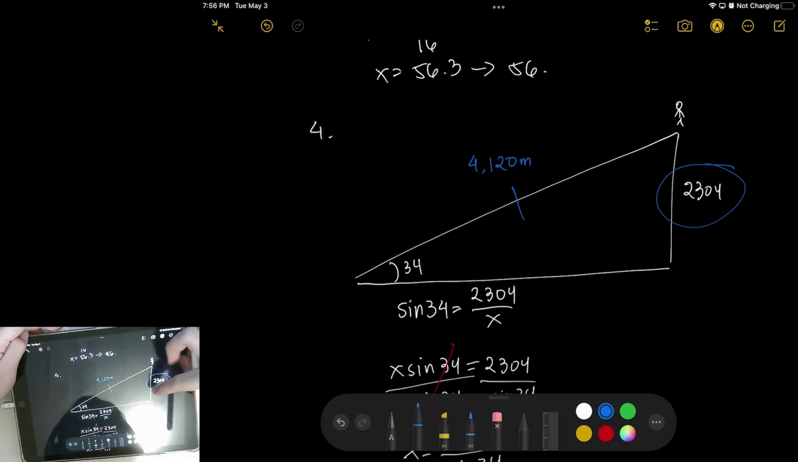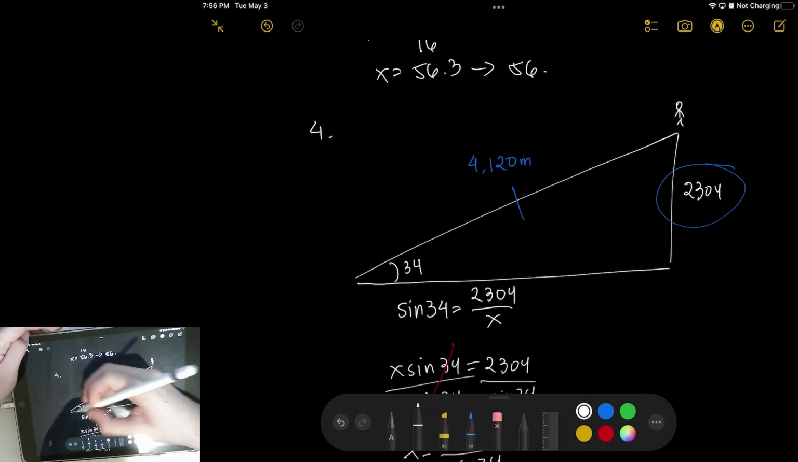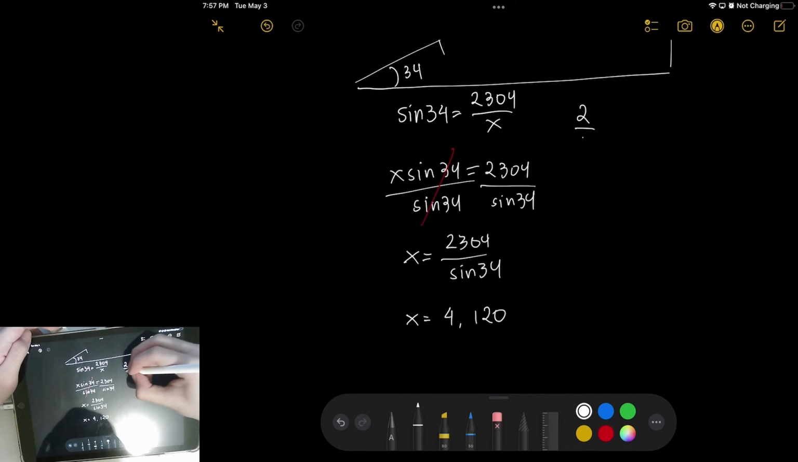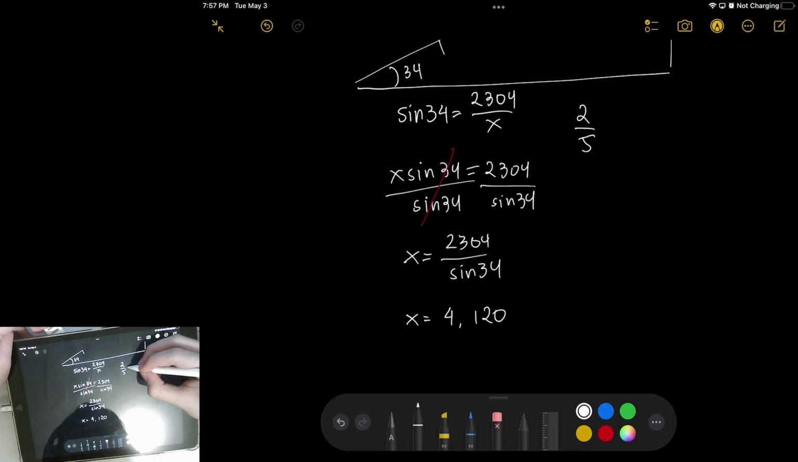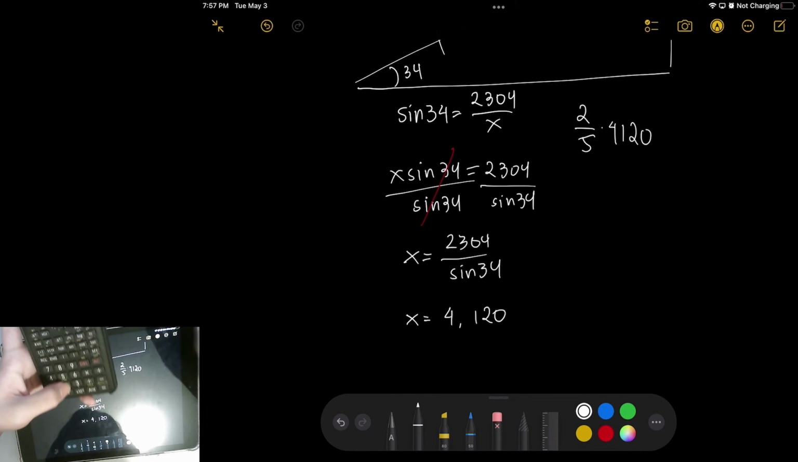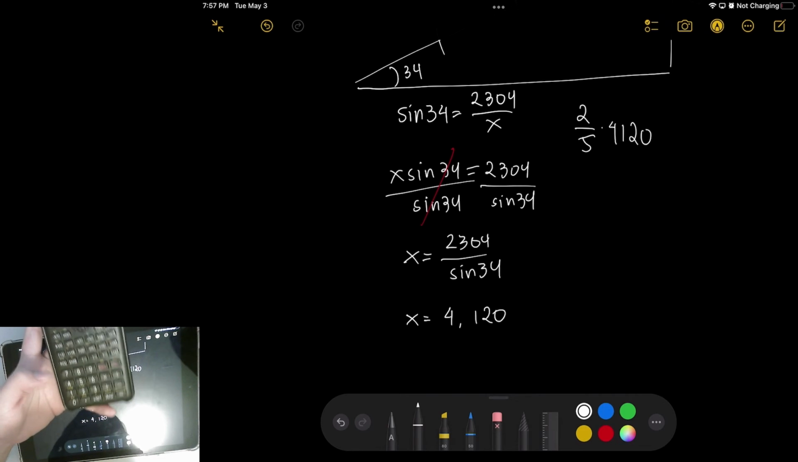4,120. But his friends mentioned that they are 2/5 from the top. They are 2/5 from the top of the mountain. Keep that in mind, from the top of the mountain. Now how exactly do we get that? All we have to do is multiply it with the length of the slope. So we multiply that with 4,120. To do this without a calculator, it's relatively simple.